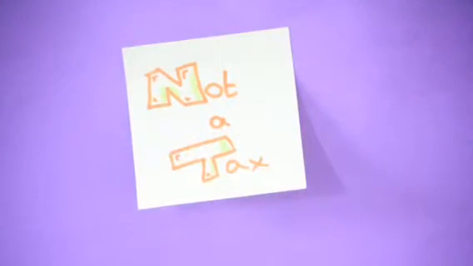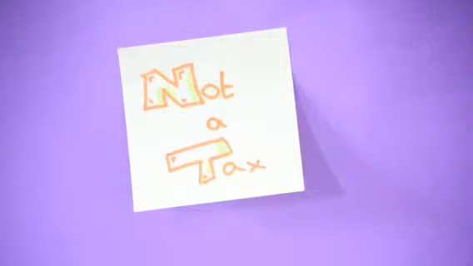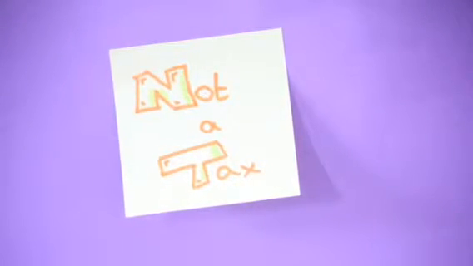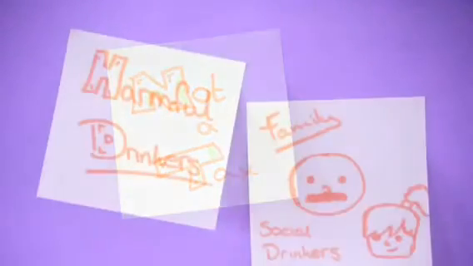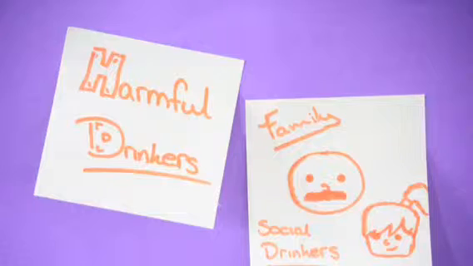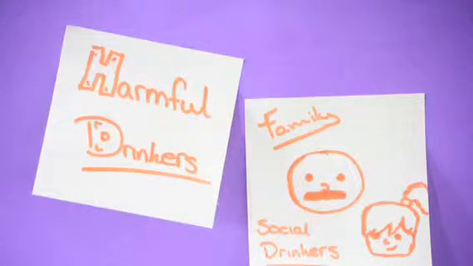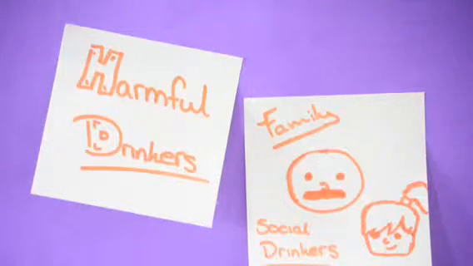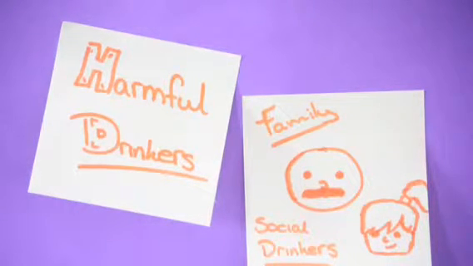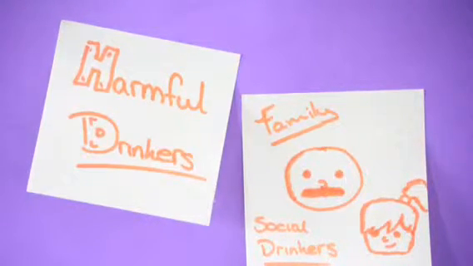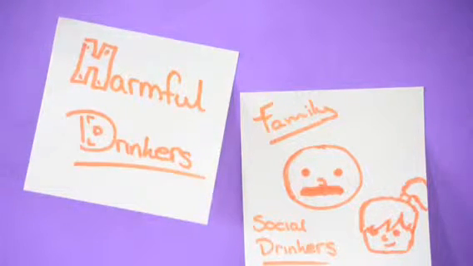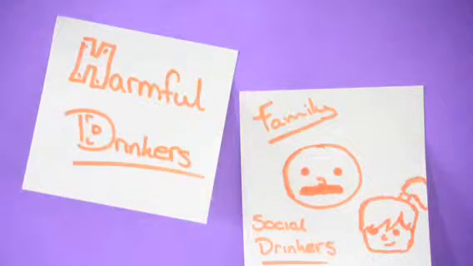To be clear, minimum pricing is not a tax. It sets the minimum price that is legal for suppliers to sell alcohol to consumers. This would hopefully impact harmful drinkers more so than family and social drinkers, because it is perceived that harmful drinkers drink cheap, high alcohol drinks, such as cheap ciders and spirits. Social drinkers who go to the pub are usually sold alcohol much above the minimum price, which means they would be marginally affected by this new policy.